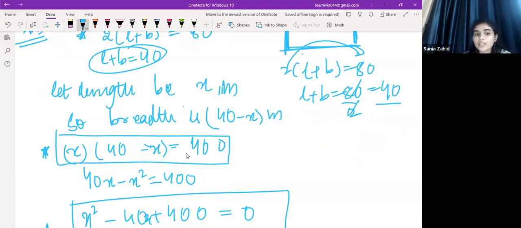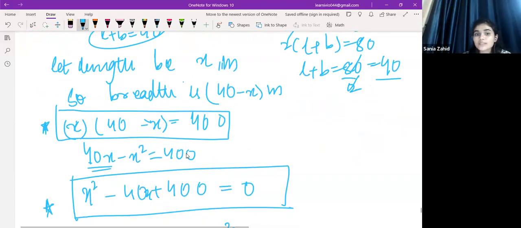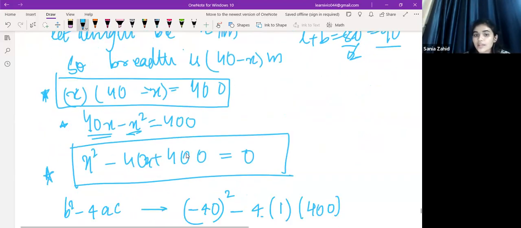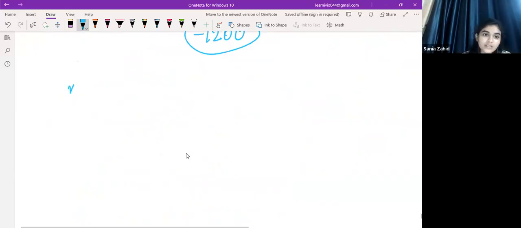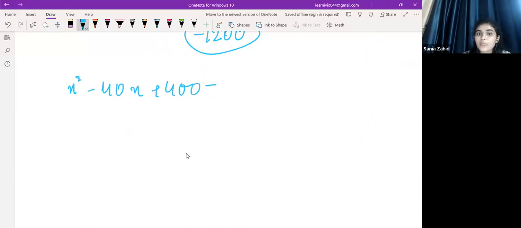Now you will multiply it. x into 40 is 40x. x into minus x is minus x square, and it is equal to 400, which remains as it is. Then you get this equation, x square minus 40x plus 400 is 0. Now from this equation, look at it very carefully. x square minus 40x plus 400 is 0.